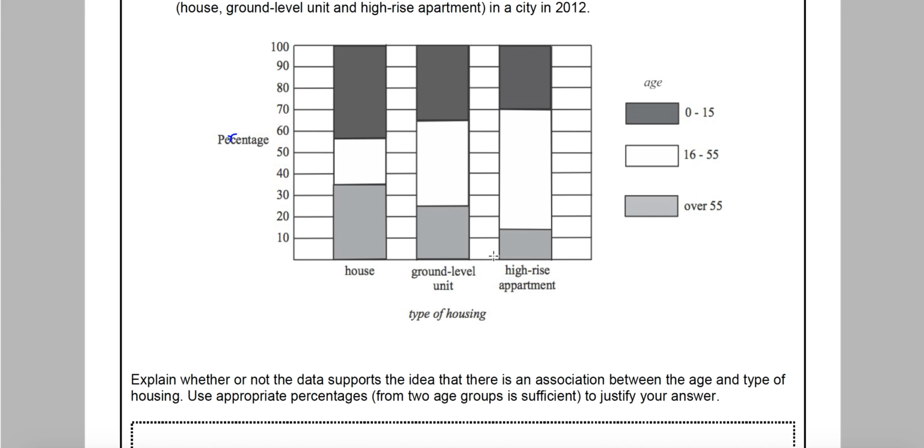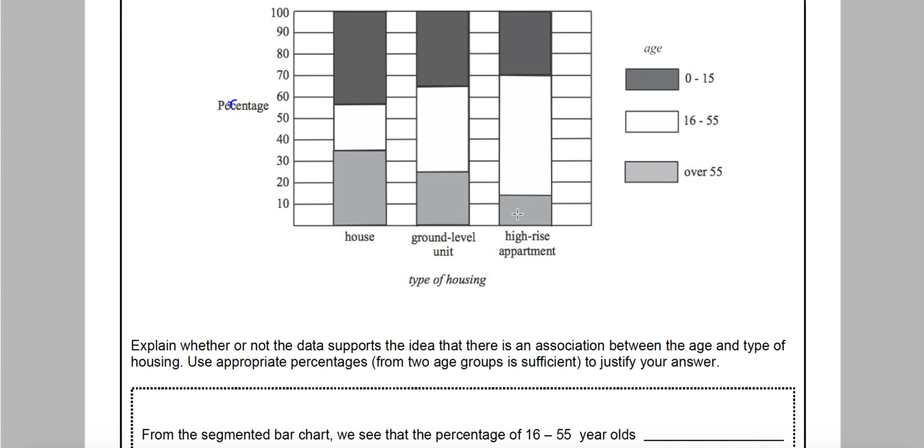Okay, is there an association? Hopefully, just like the one before, you can see that there is. There is a bit of a relationship going on here. Here we've got percentage of over 55s in the house. It's decreasing. Ground level units a bit lower, then high rise a bit lower again. Now, to be able to actually quote these properly, you are going to have to estimate the percentages here.